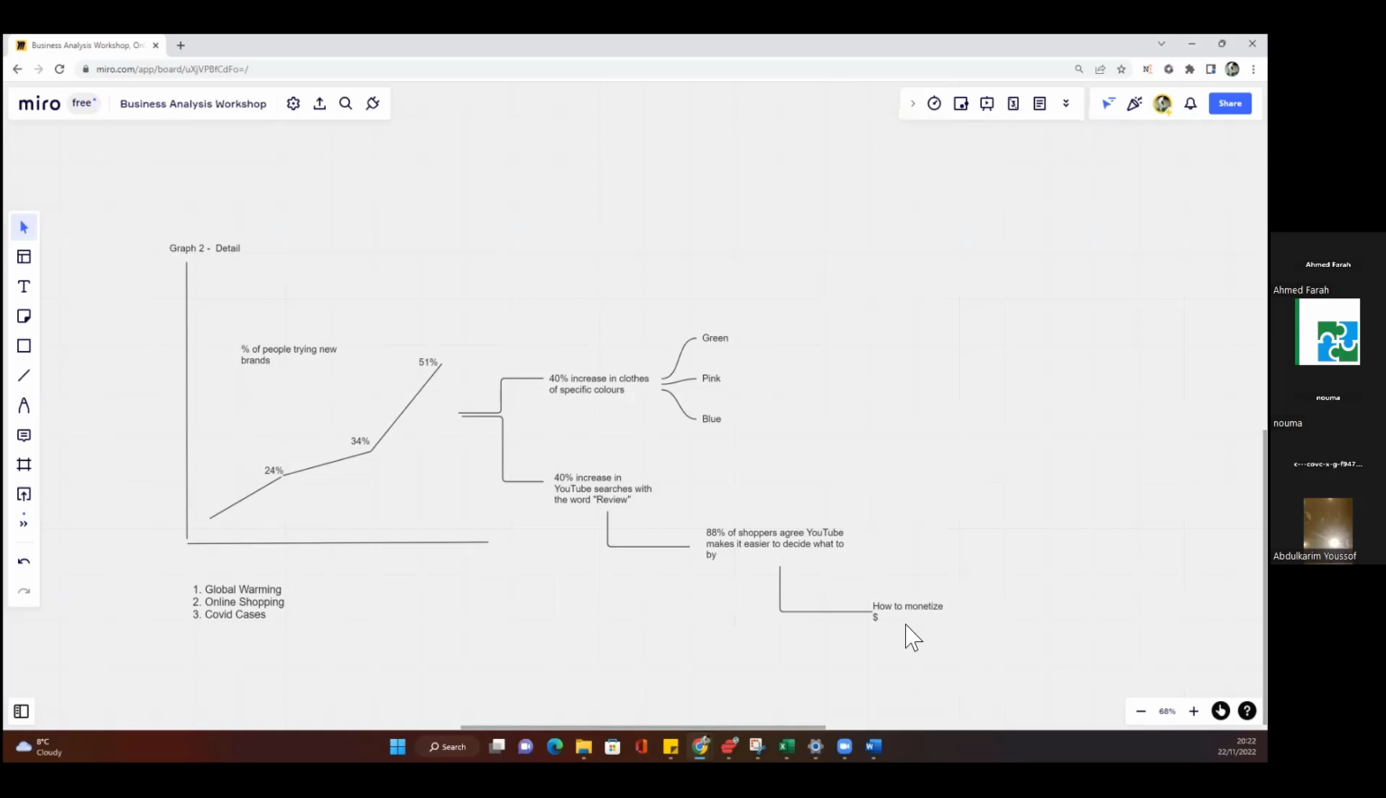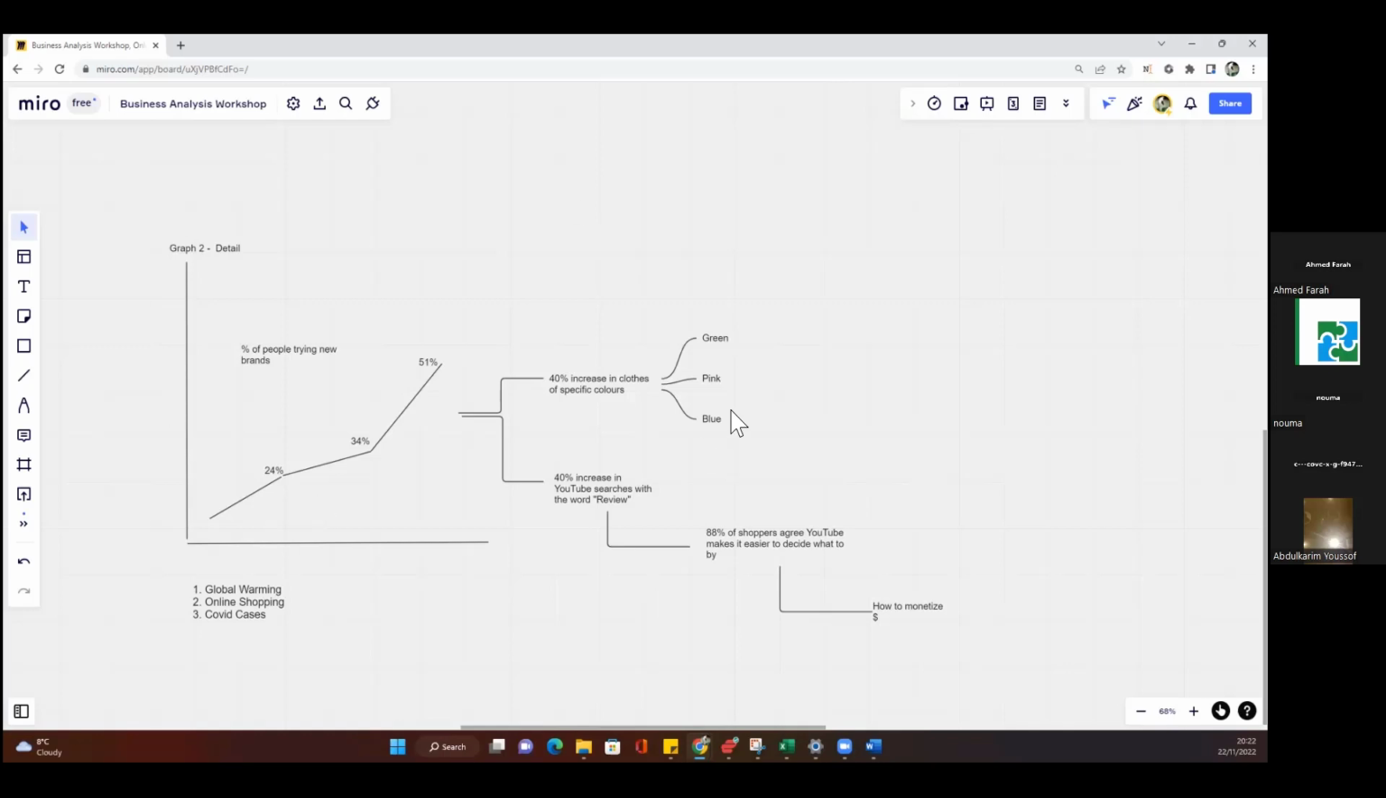Very good. But using these statistics, build on that. That's a good example, but make it more intelligent. Paying influencers generally is fine, but using the statistics, how would you monetize? You're a business analyst, so you're going to go to a company and tell them how to make money out of this.